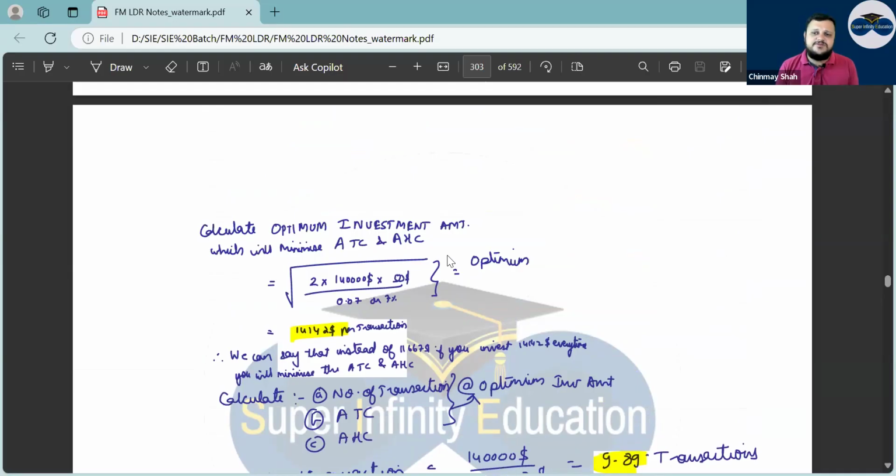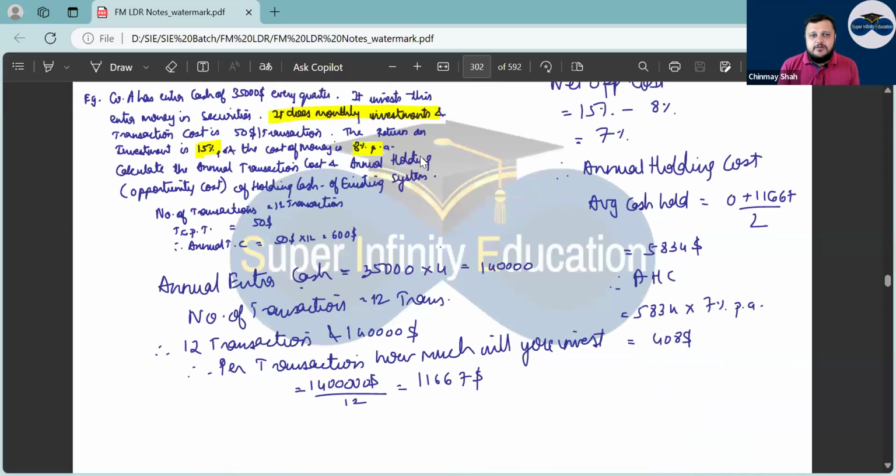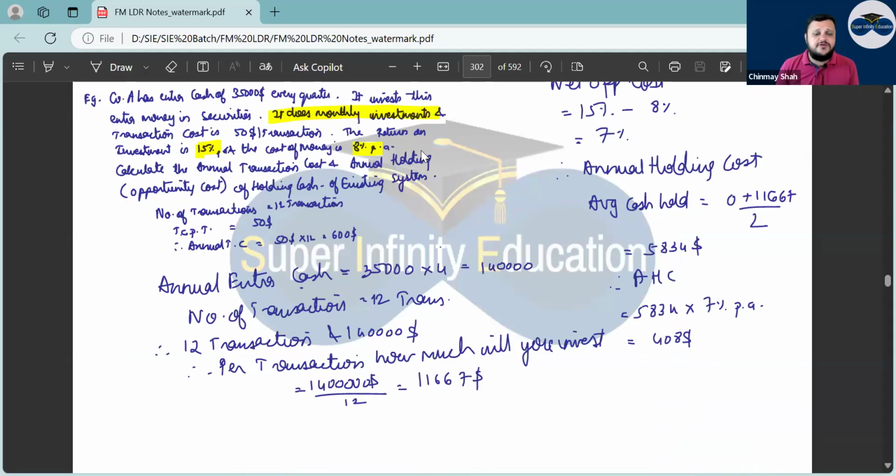If you have extra cash, you will do investment. If you have a shortage of cash, then whatever investment you have already done, you will take back the investment, correct? So you will sell the investment. That is how it works. So the optimum level of investment to be done or investment to be sold is to be found out in the Baumol model. The formula is very similar, right? Where your annual holding cost is nothing but the opportunity cost of holding cash, right?